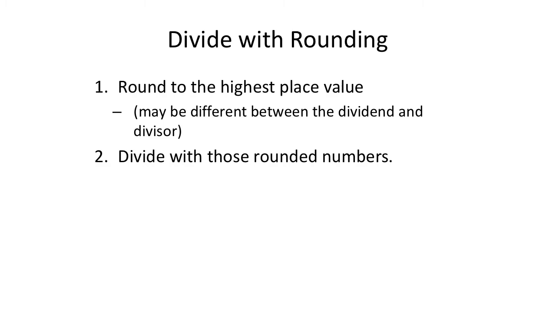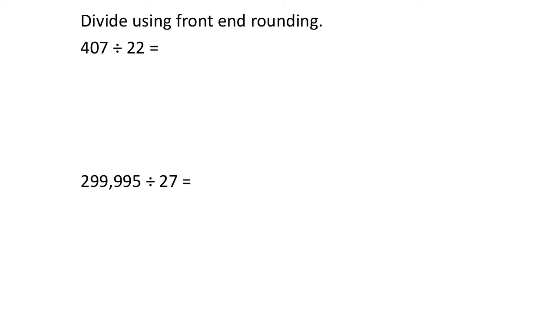So division with rounding, again, do the rounding first and then use the division. By using rounding with division, we'll see some of that last property we just saw with dividing with tens. It's just going to be crossing out some zeros usually. All right, so both of these we want front end rounding. So we'll start with that 407 divided by 22.